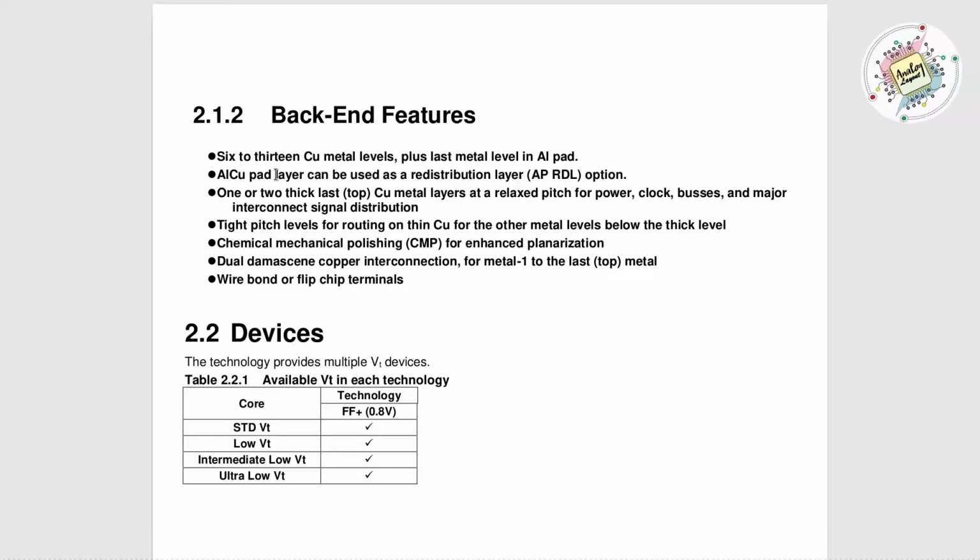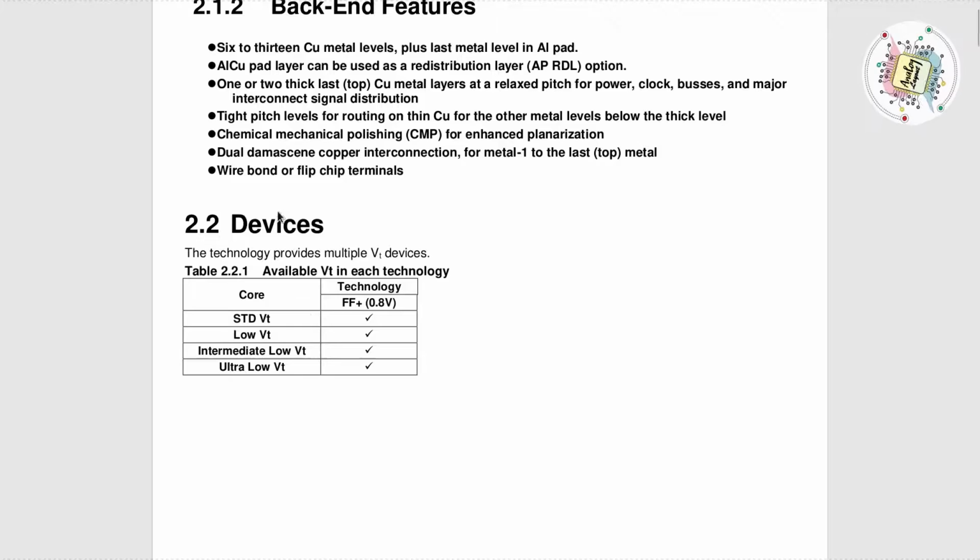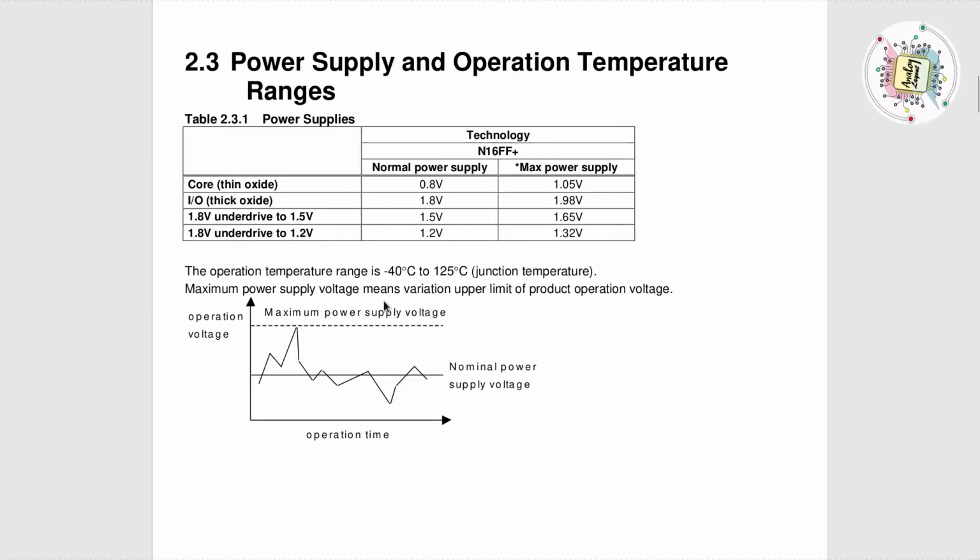So let me start. Now we are going to discuss the FinFET fabrication based DRM file. This is a 16 nanometer FinFET DRM. First, let's look at the device parameters. In 16 nanometer FinFET, we have a standard VT device, a low VT device, an intermediate VT device and an ultra low VT device. These are the voltage ratings. 0.8 is the lowest voltage rating for all these devices: standard VT, low VT, intermediate VT and ultra low VT. All these devices will work, and the lowest possible voltage is 0.8 volt. Next we will move to the next slide.